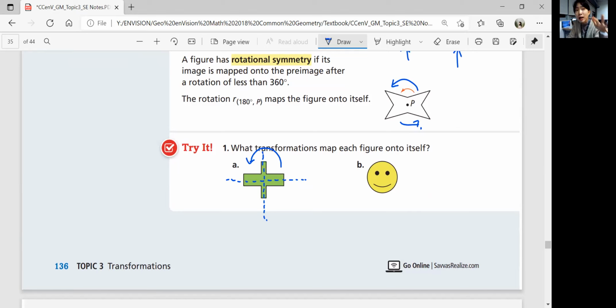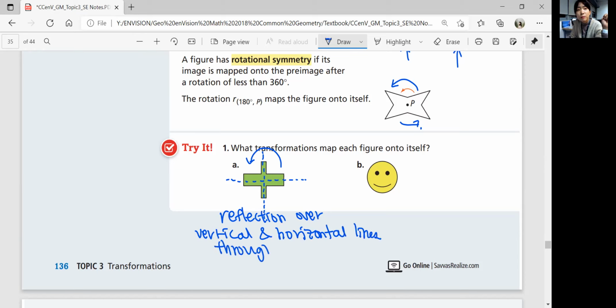Okay, so part A, you have reflection over vertical and horizontal lines through the center, and also you have 180 degrees rotation to map each figure onto itself. What about part B, the smiley face?